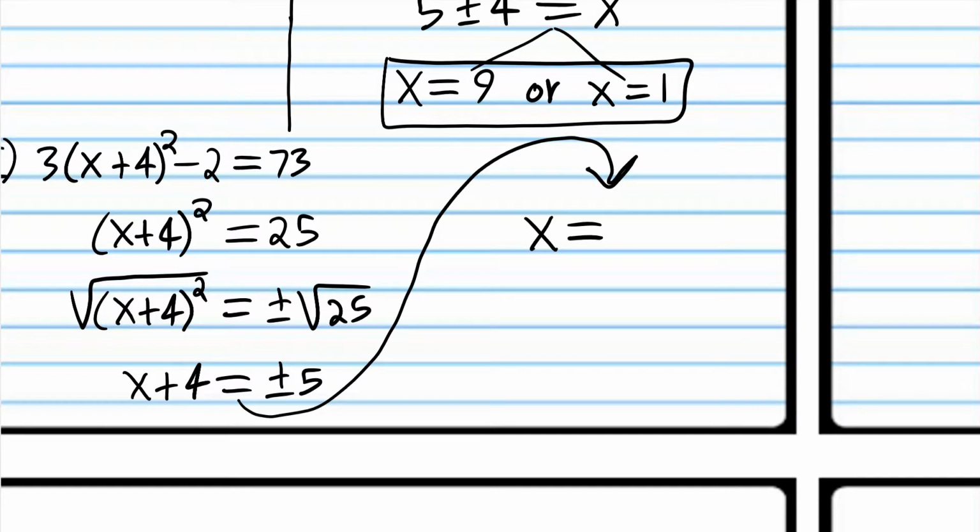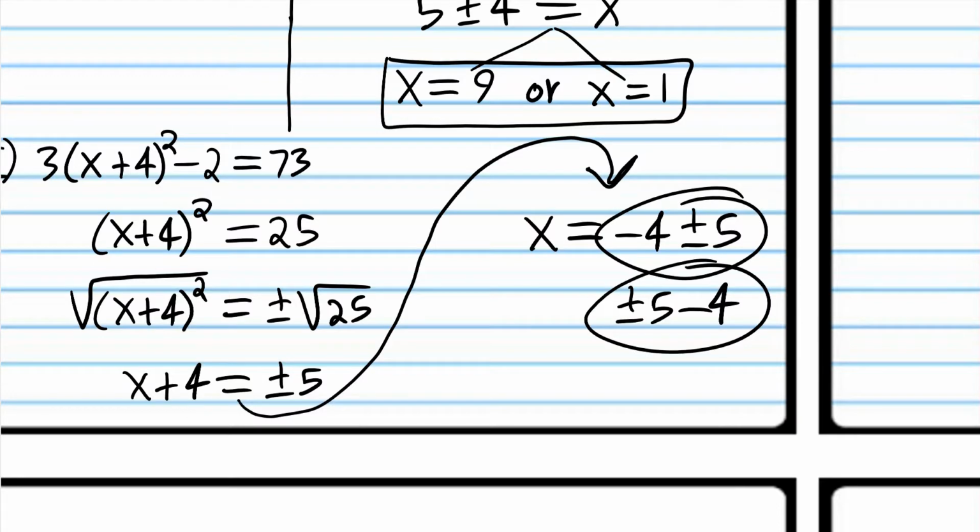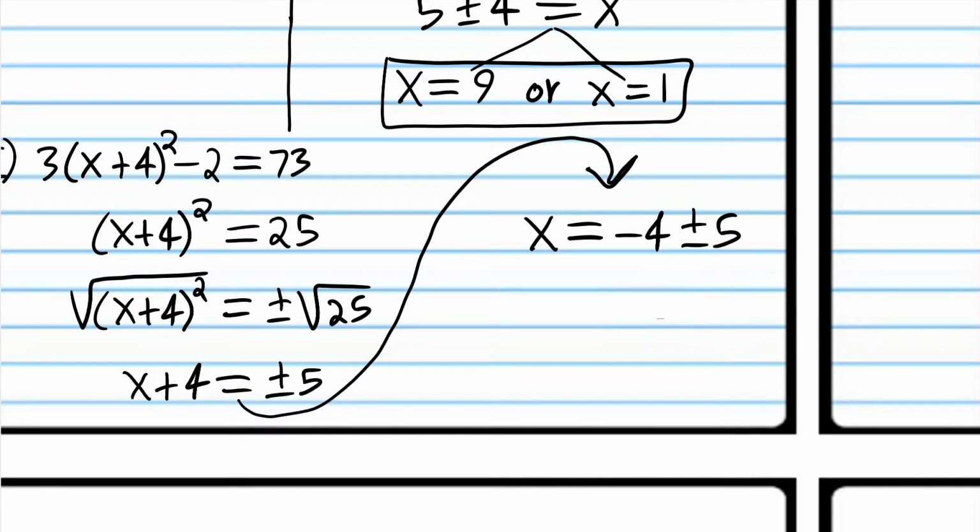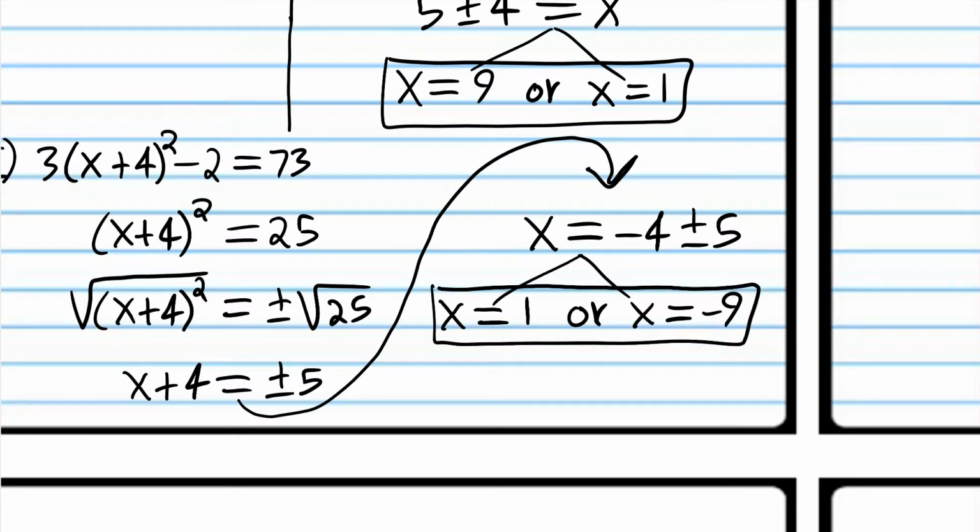And there's a couple different ways we could write this. We could write it like that, or we could write it like this. These two statements are exactly the same. It doesn't matter which one you write. Okay, so now we're going to break it into 2 parts, and x is equal to negative 4 plus 5, which is 1, or x is equal to negative 4 minus 5, which is negative 9. And those are the 2 solutions.